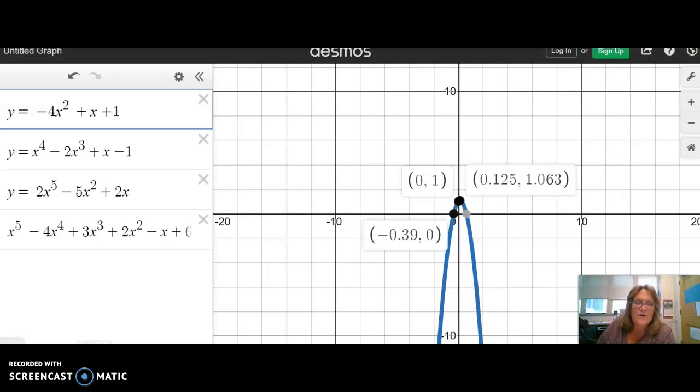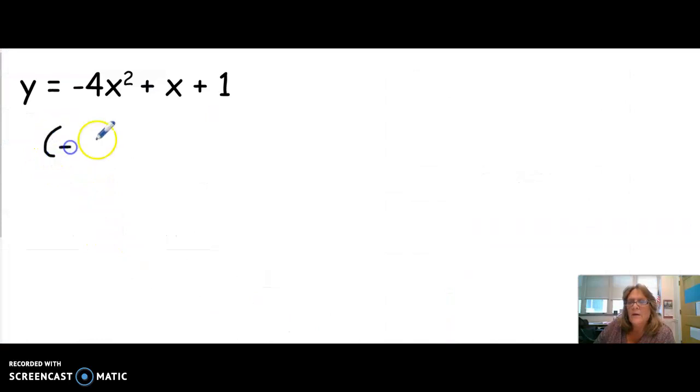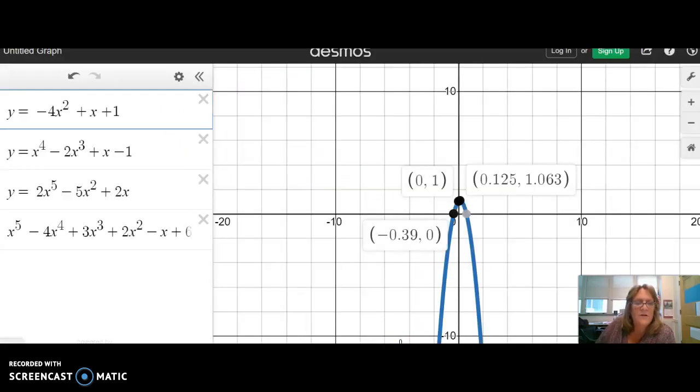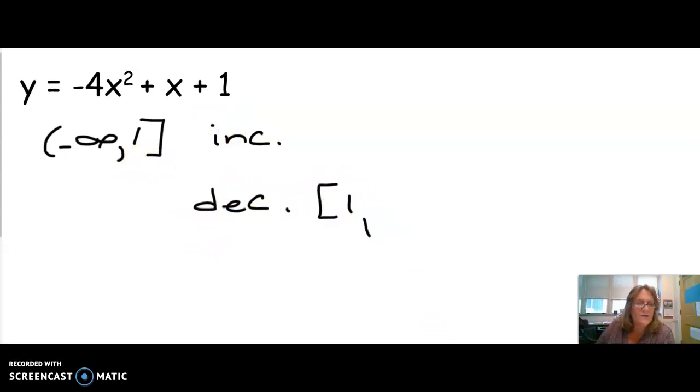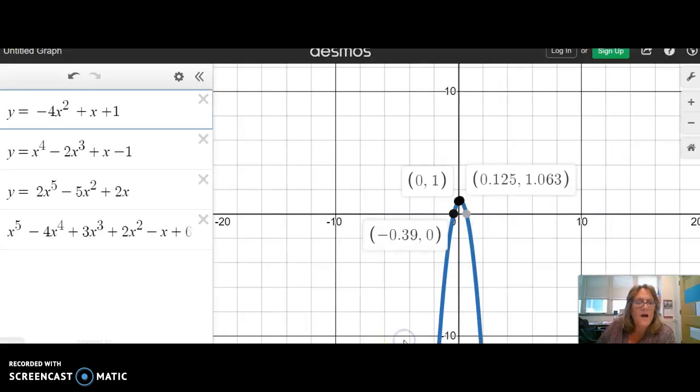All right, so it starts over here at the left. So it starts at negative infinity, and it increases until we get where? Well, it's going to increase until we get to 1. So that's increasing because it's moving upward. This is the increasing part. Then the decreasing part starts once we get to 1, and it decreases until we get to positive infinity.